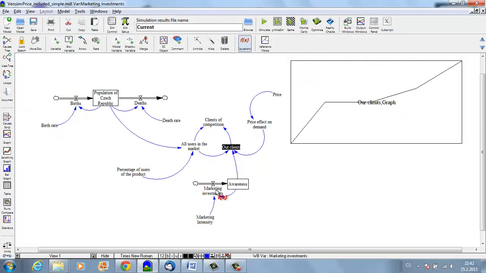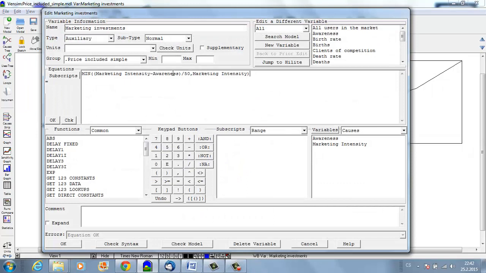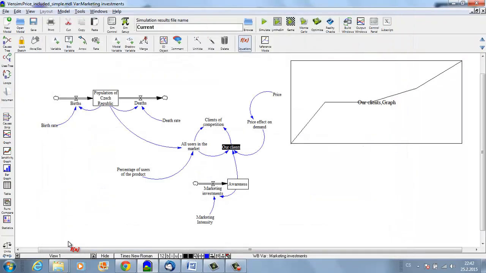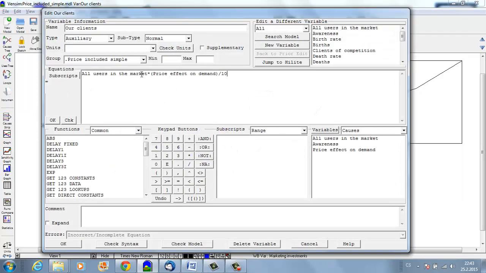And now we have basically used the delay function. And the higher this number that we are dividing the difference between marketing intensity and awareness by, the higher the delay will be. Okay, so in this case we use 50. If you use 20, awareness will be a little faster. If you use 100, it will take longer to build the awareness. And now we need to have a look at how it affects our clients. So before it was only affected by the price effect on demand. Now we will add the awareness effect and divide by 20.